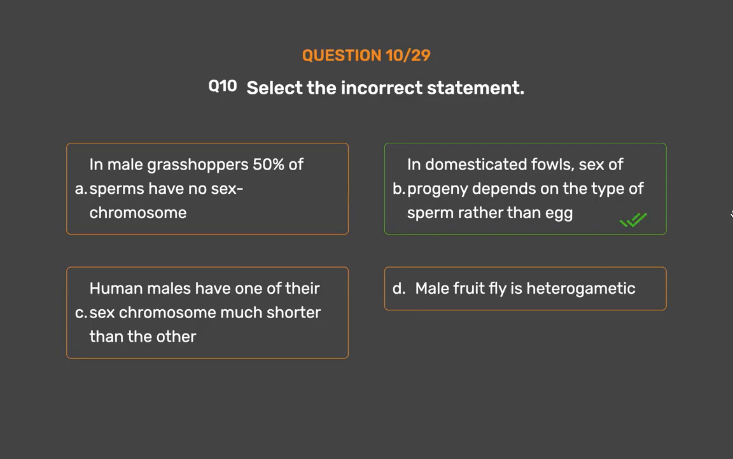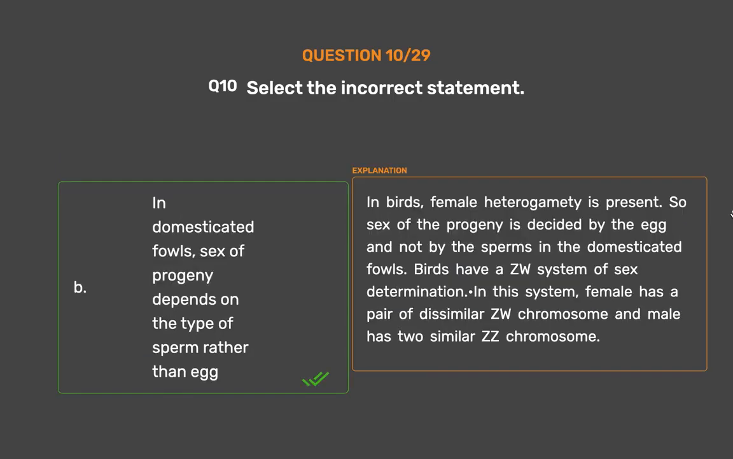In domesticated fowls, sex of progeny depends on the type of sperm rather than egg. In birds, female heterogamety is present. So sex of the progeny is decided by the egg and not by the sperms in the domesticated fowls. Birds have a ZW system of sex determination. In this system, female has a pair of dissimilar ZW chromosomes and male has 2 similar ZZ chromosomes.